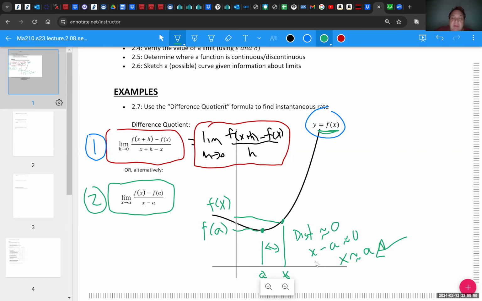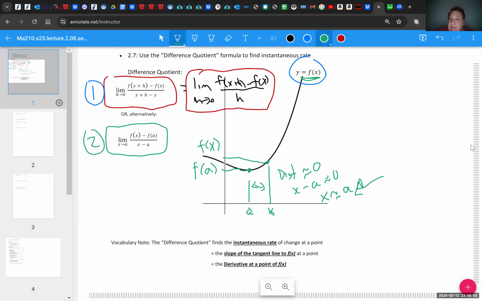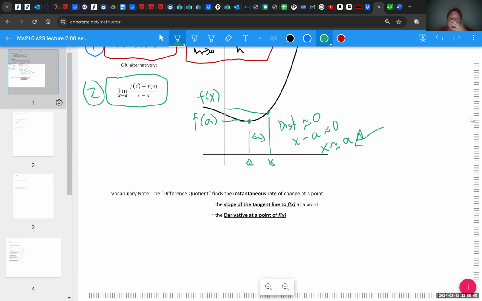All right, a little vocabulary issues. This difference quotient that I'm explaining here finds the instantaneous rate of change at a specific point. It also finds the slope of the tangent line to the function at a specific point, and it also finds what's called the derivative at a specific point of that named function.